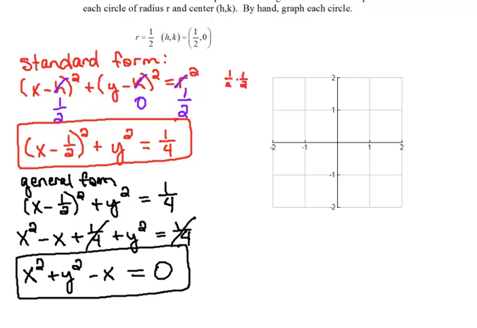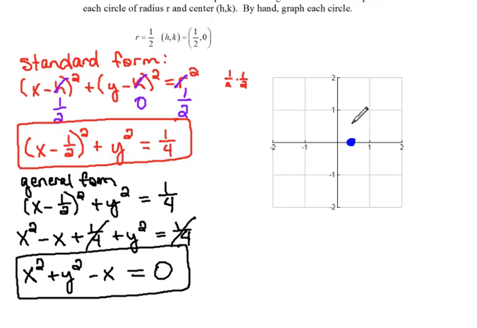Now we do still have to go ahead and graph it, so let's do that. If our center is at (1/2, 0), that means I would go over 1/2 in the x direction and nothing in the y direction. So there's my center right there. Now the radius, or the distance to the outside of the circle, in this is also 1/2.